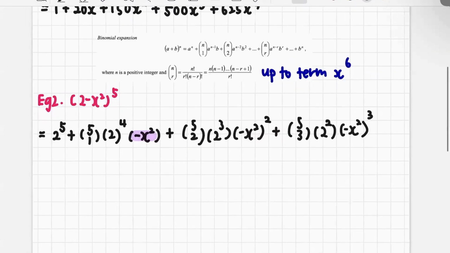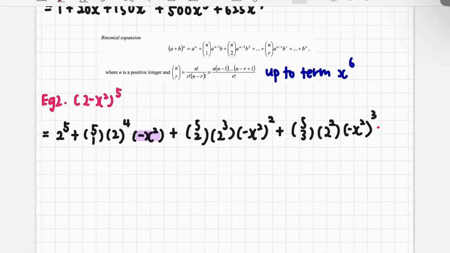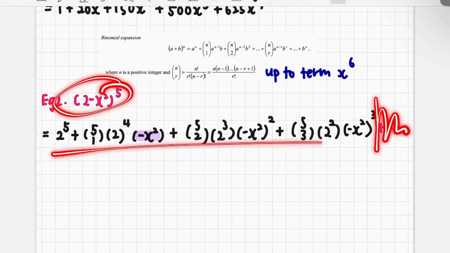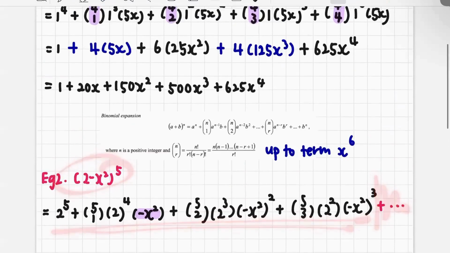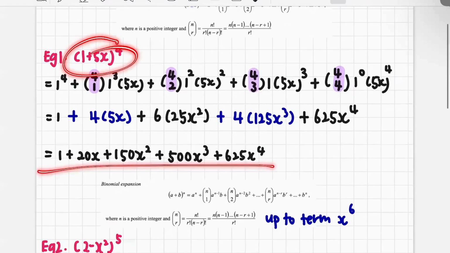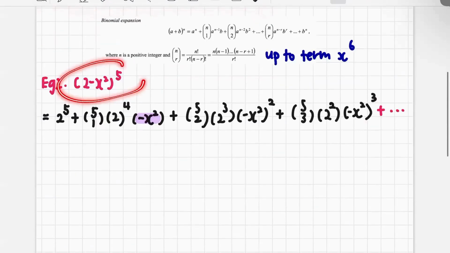Do you realize it's not done expanding? So what you're supposed to do is always put dot, dot, dot, plus, dot, dot, dot, to show that there's still more. If you end it here, that means whatever you expanded is all there is. Which is more like this one, I expanded fully. But this one here, I still have some more. I make sure I put the plus dot, dot, dot, okay?